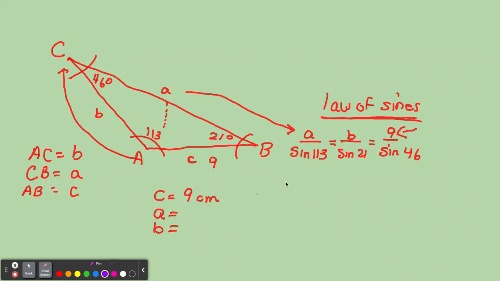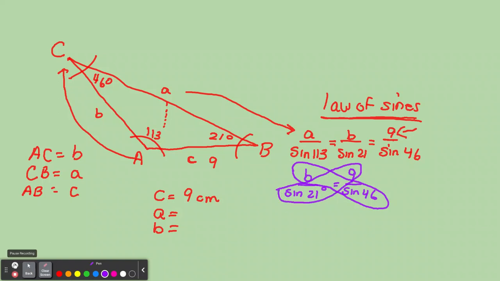So let's use purple. And I'll do the B one first. We're saying B over sine 21 degrees. You don't have to put the degree sign. Over 9 over sine 46. So we're trying to find B. How do we do it? Well, we're doing proportions, so we're just going to cross multiply. Remember, proportions are equal ratios. Cross multiply here. So when you cross multiply, what do you get?